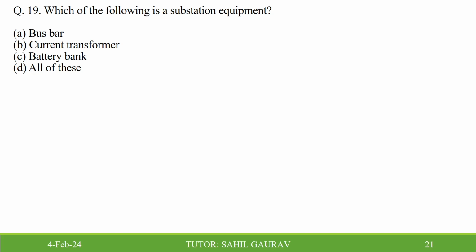This is similar to the previous problem. Which of the following is a substation equipment? Options are bus bar, current transformer, battery bank, and all of these. Option D, sir, all of these. Yes, very good. Option D is correct, all of these.